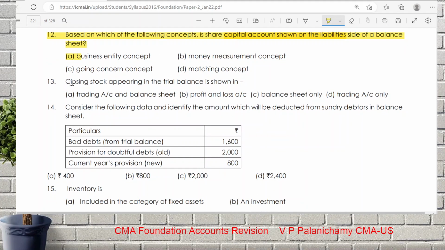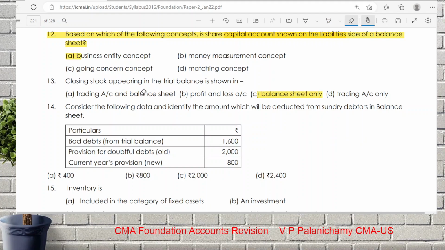Then closing stock appearing in the trial balance will be directly taken to the balance sheet. If closing stock is given in the trial balance, it goes directly to the balance sheet. If it is given in the adjustments, we will show it in the trading account as well as in the balance sheet. It will come in both only when it is given in what? Adjustment.